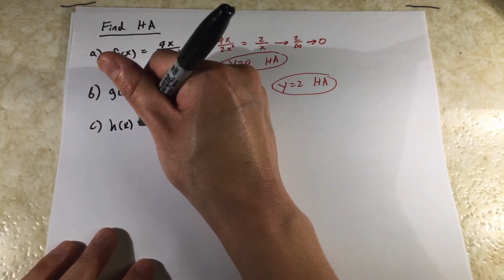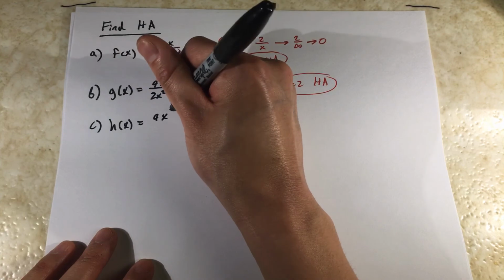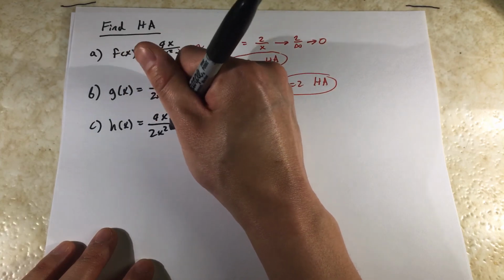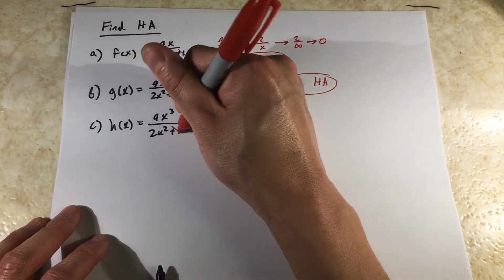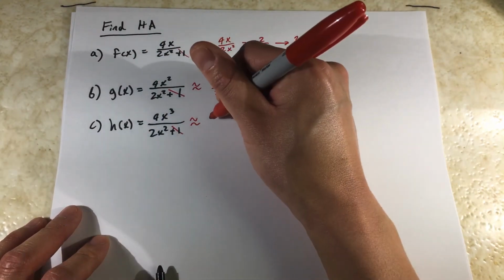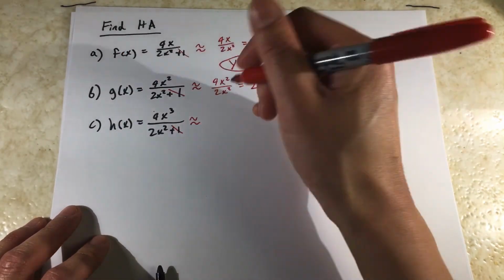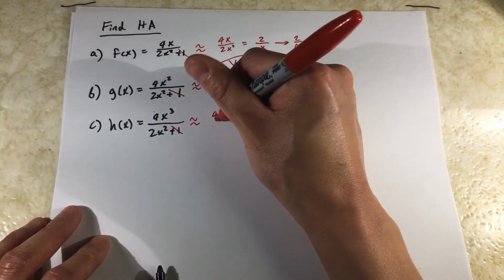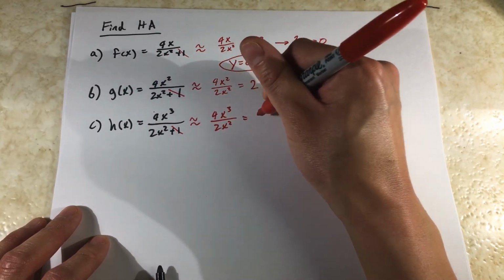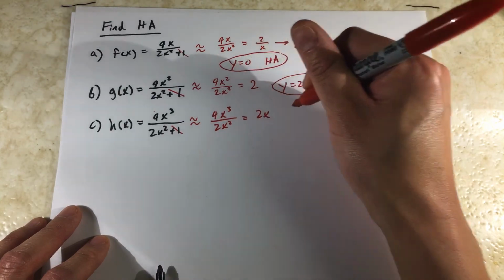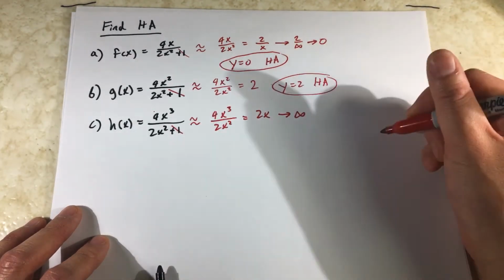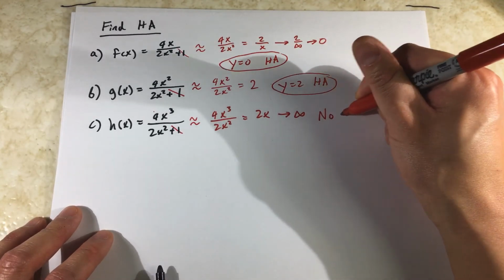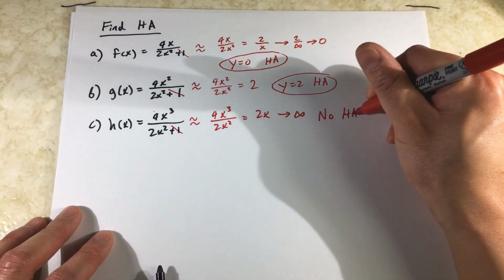h of x is equal to 4x cubed over 2x squared plus 1. And it's the same story here. Keep the term with the highest power of x, and get rid of everything else. 4x cubed over 2x squared. So you get 2x. And then this thing is approaching infinity. And if it does that, that's a sign that you have no horizontal asymptote.